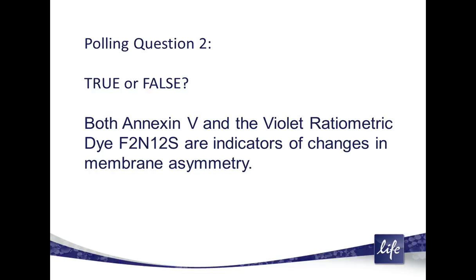And we'll have 10 more seconds for you to submit your answer. 5, 4, 3, 2, 1. And I see that we have almost 80% of our audience selecting true, and that is the correct answer here. Both annexin and the ratiometric dye measure changes seen in membrane asymmetry.